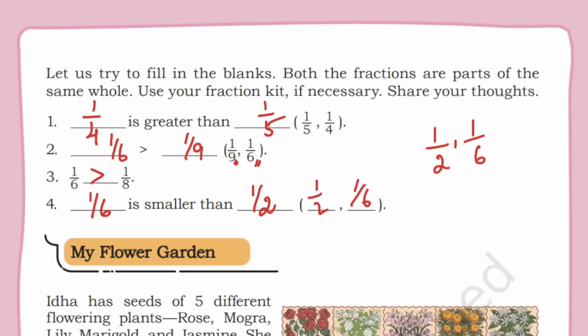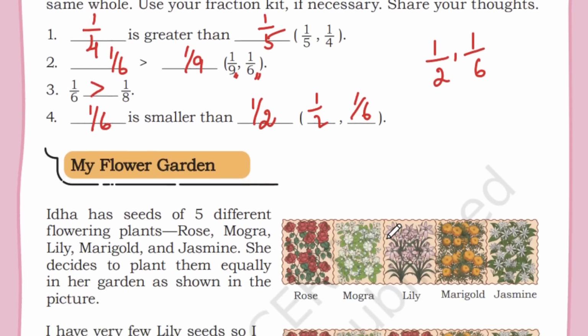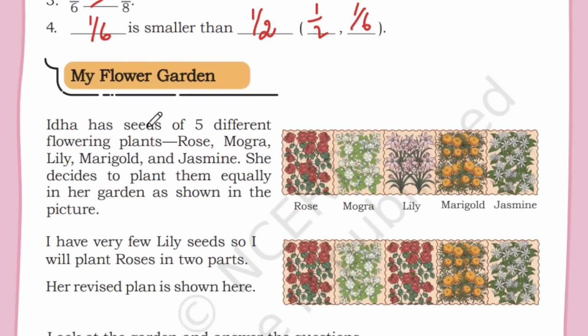Okay, next. My flower garden has seeds of 5 different flowering plants: rose, moringa, lily, marigold and jasmine. She decided to plant them equally in her garden as shown in the picture. So look at this picture. We have rose, moringa, lily, marigold and jasmine. I have few lily seeds, so I will plant rose in 2 parts.